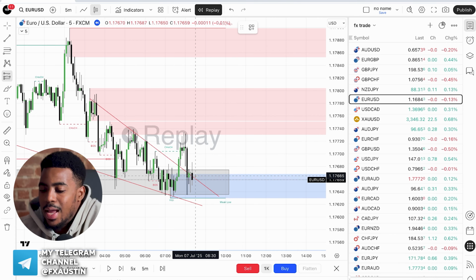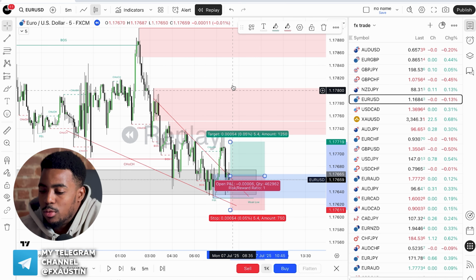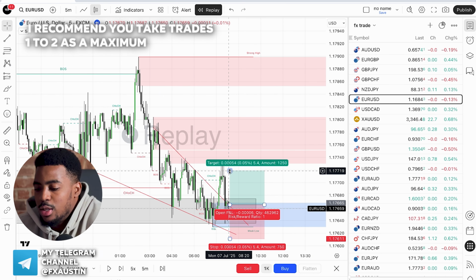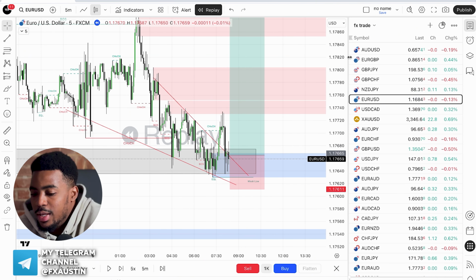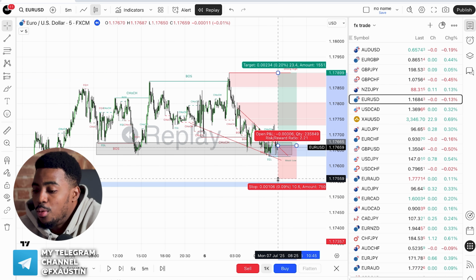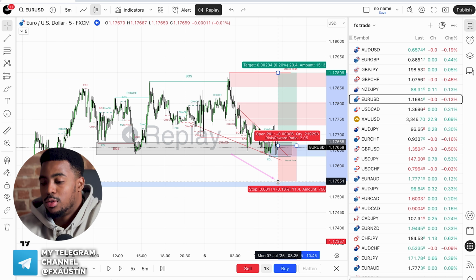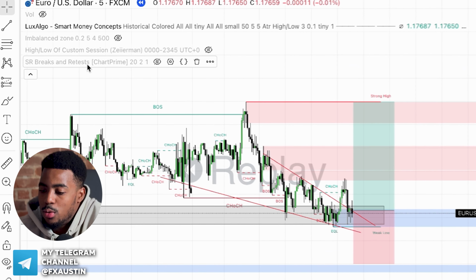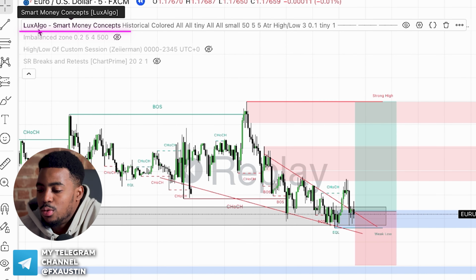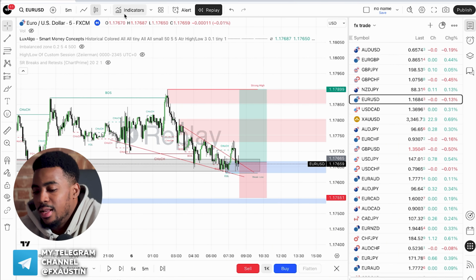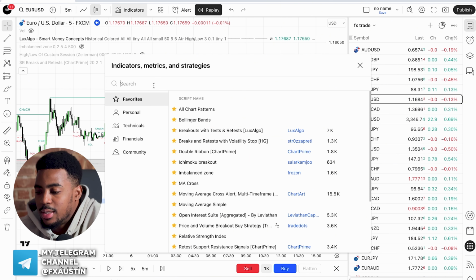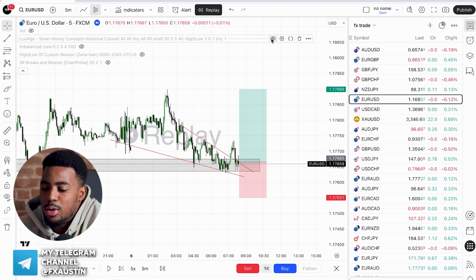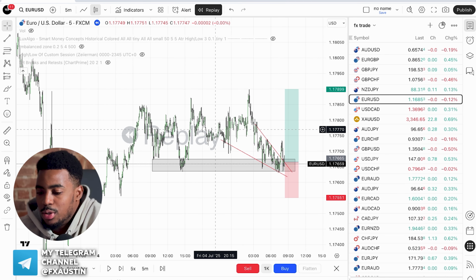I recommend aiming for a 1:2 risk to reward ratio if you are a beginner trader. This trade is relatively risky. To mitigate that risk, I moved my stop loss to the zone. This zone is marked using the LuxAlgo indicator, which is based on the Smart Money Concept. You can add it through the indicator panel by typing its name. Actually, this indicator highlights all the necessary zones very well.